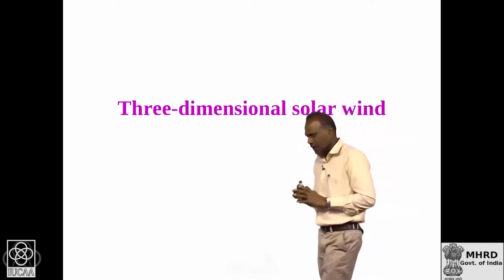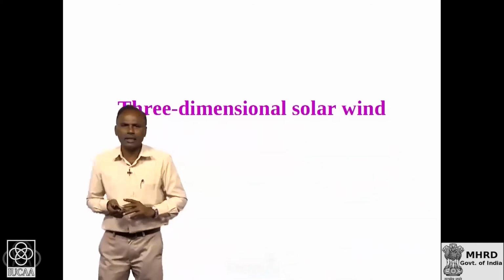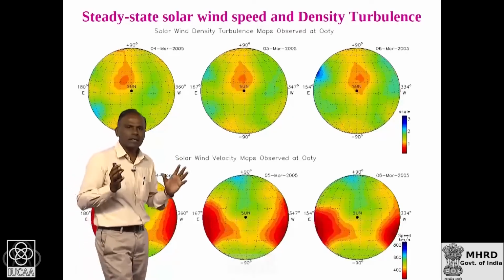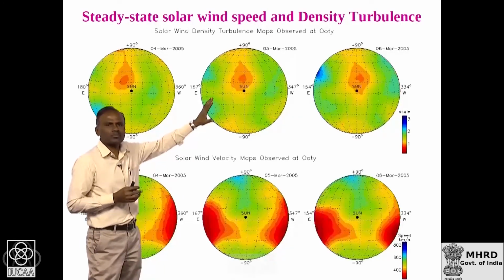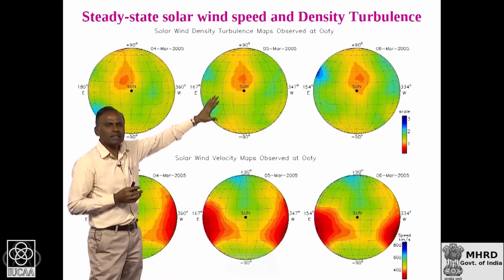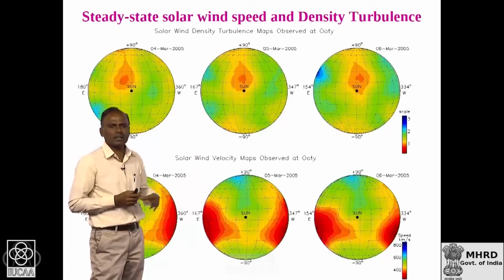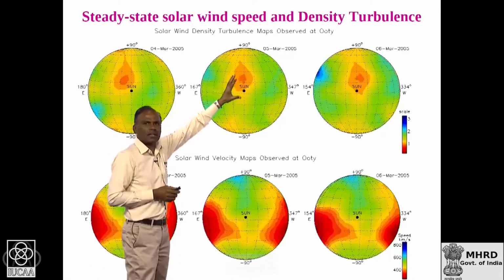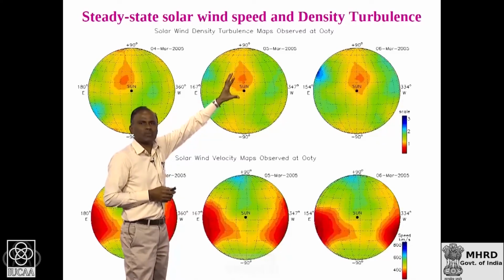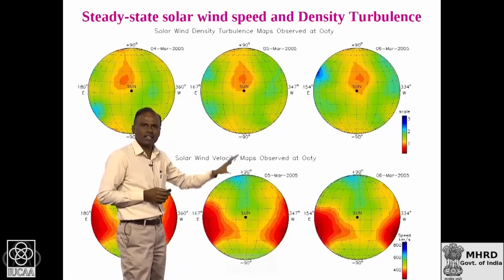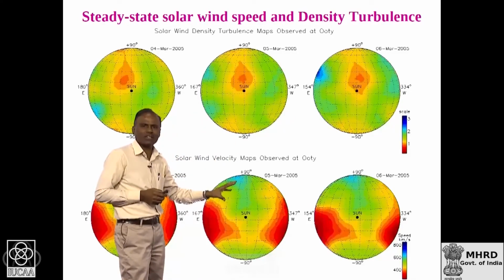So, let us see the three-dimensional view of the solar wind. Okay. So, three-dimensional view, how the solar wind is seen in 3 dimensions. So, these plots, the top plots are for the density turbulence, and the bottom plots are for solar wind speed. In the top plot, in the middle we see a low density turbulence region, and that is associated with the small coronal hole.